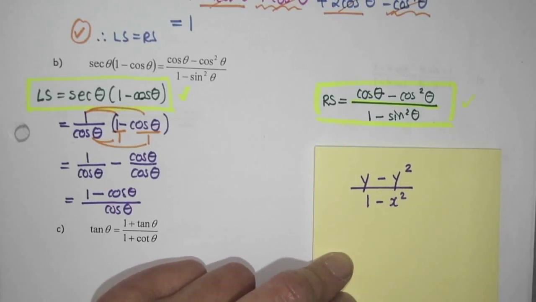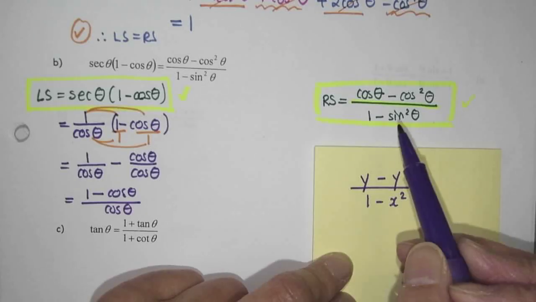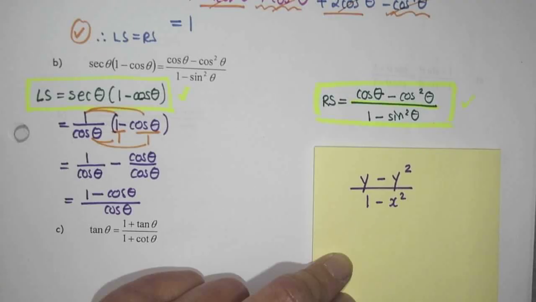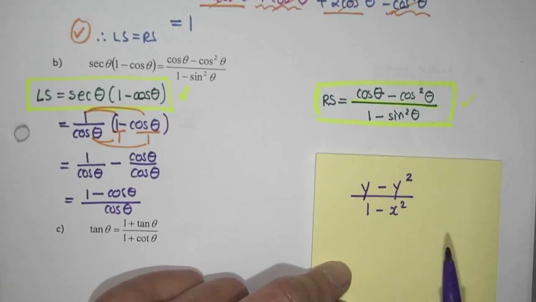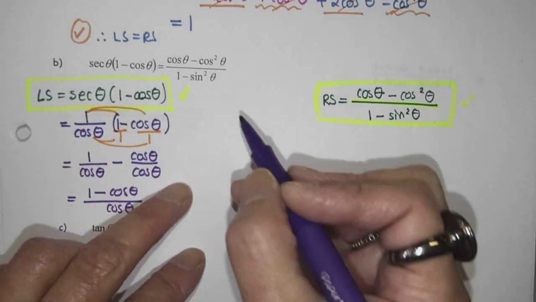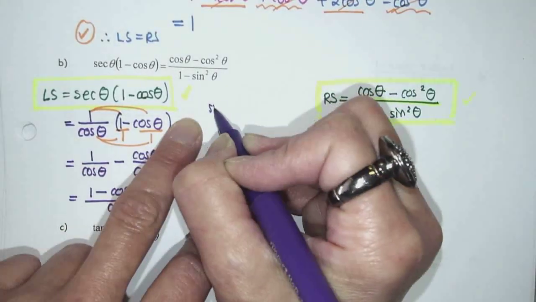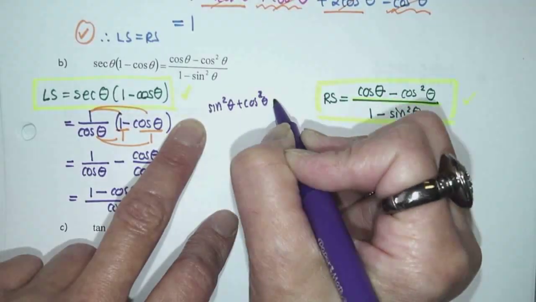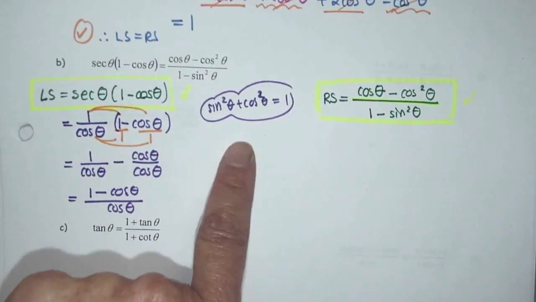How about this on the bottom? 1 minus sine squared. Can you change that to cos? Yes, exactly. So this one should be shouting at you, but wait, that is cos squared. The Pythagorean identity that I want you to memorize is sine squared theta plus cos squared theta equals 1. And every variation of that.